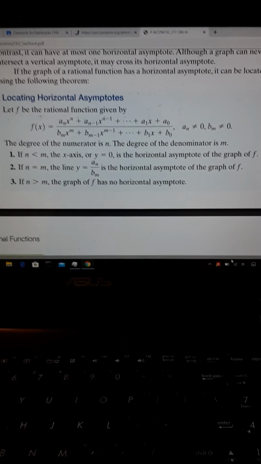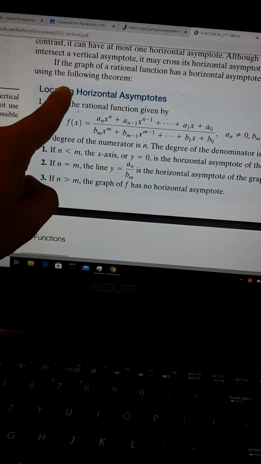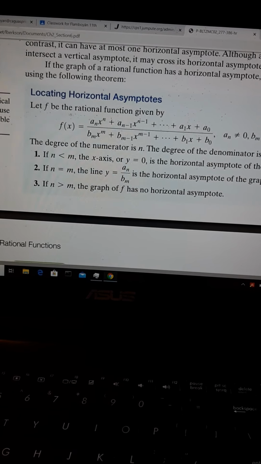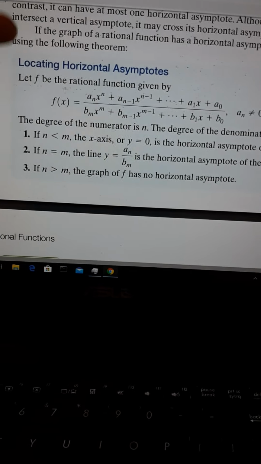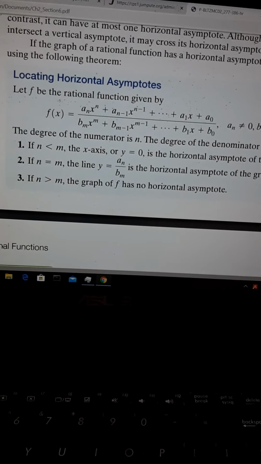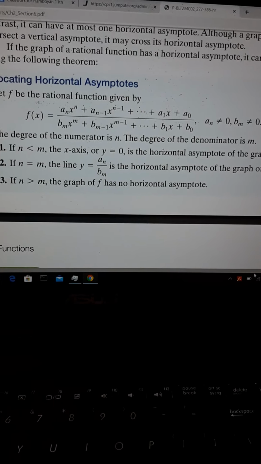As you can see, I'm sending this video to explain the last thing we were working with, which was locating horizontal asymptotes. In the last class, we copied these rules and never got to explain them. So I'm going to explain them, and then you're going to complete a few practice exercises.